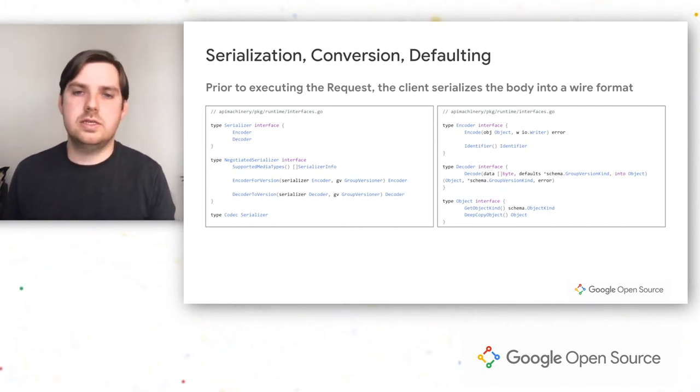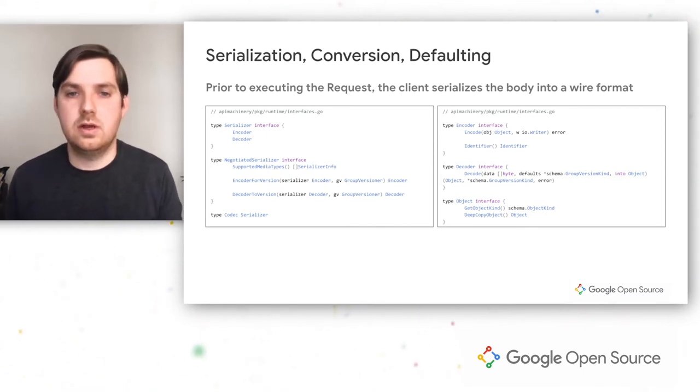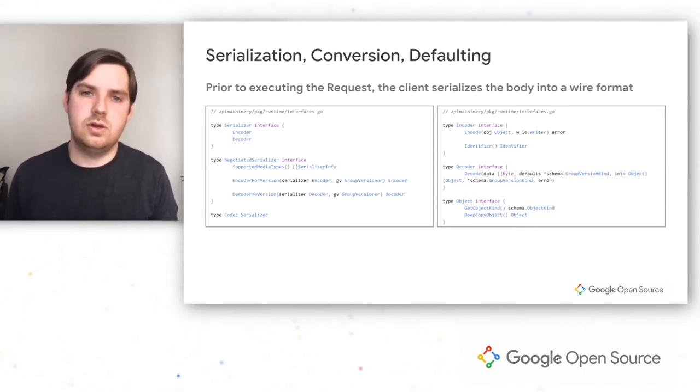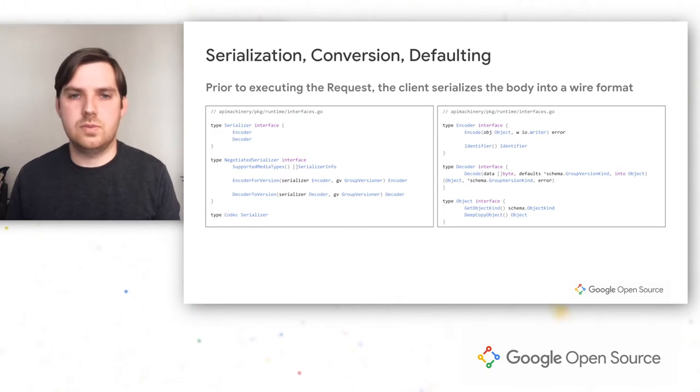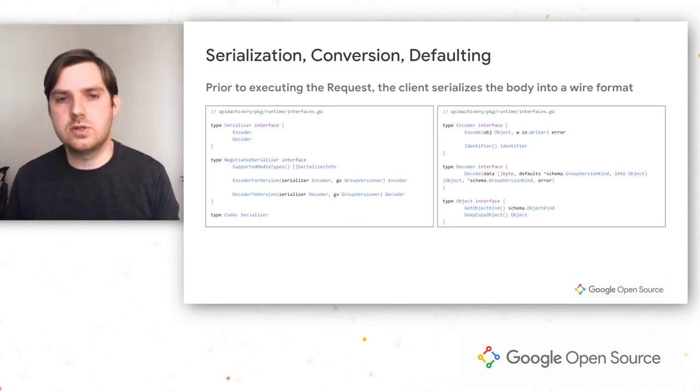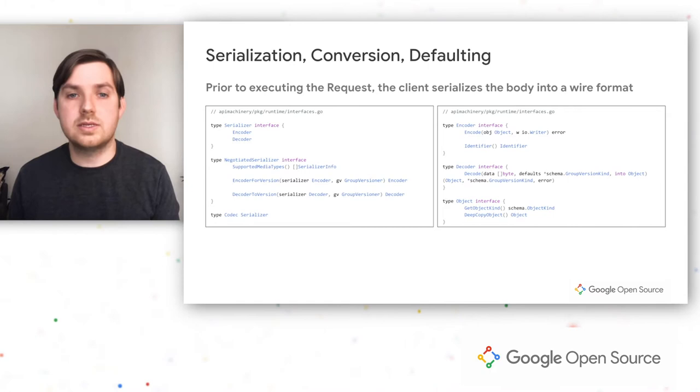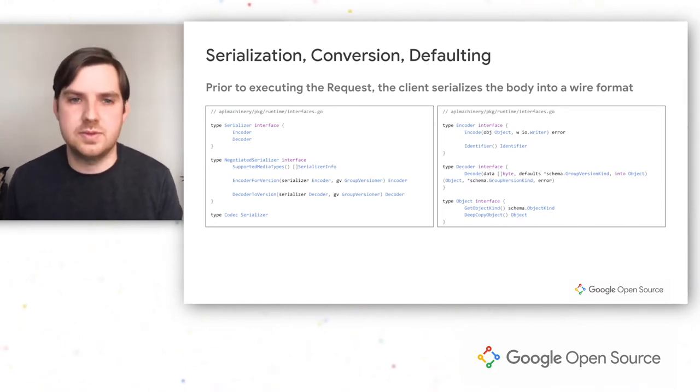Similarly, older clients may not be aware of new API fields, and yet these API fields might be mandatory or only accept certain values. With this machinery, newer API servers are able to default those fields on requests that come in from older clients that might have the fields absent.